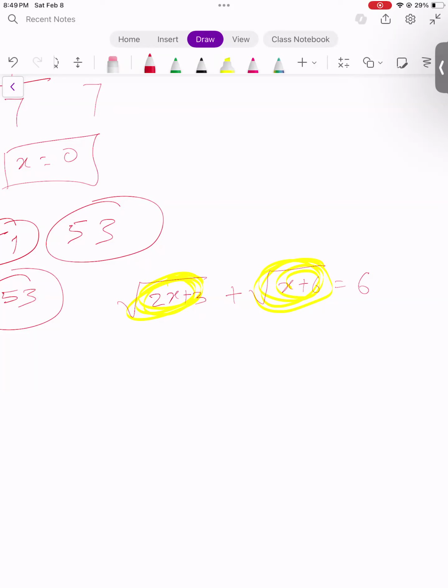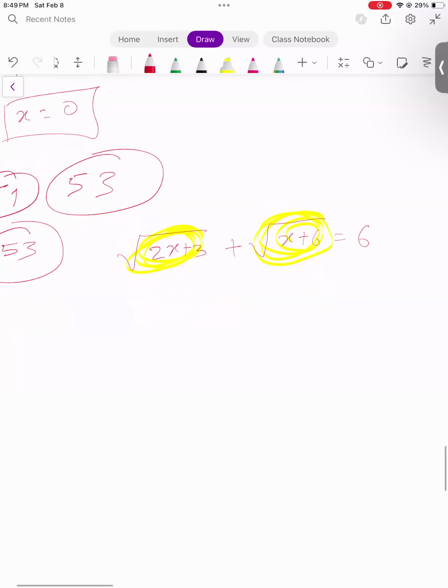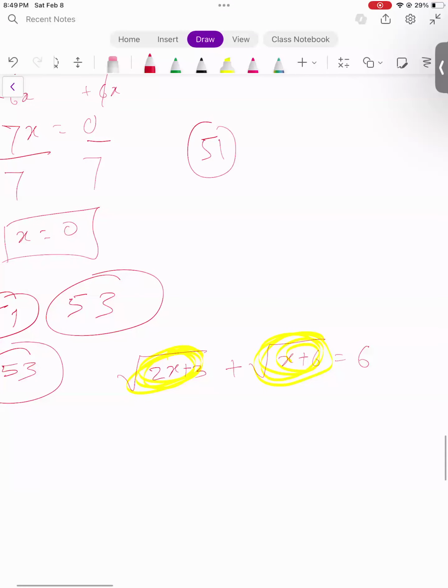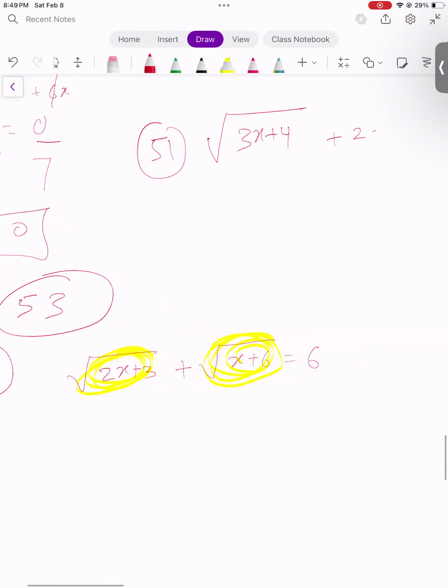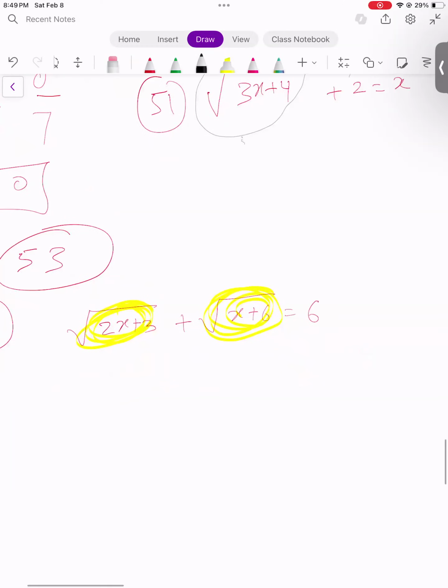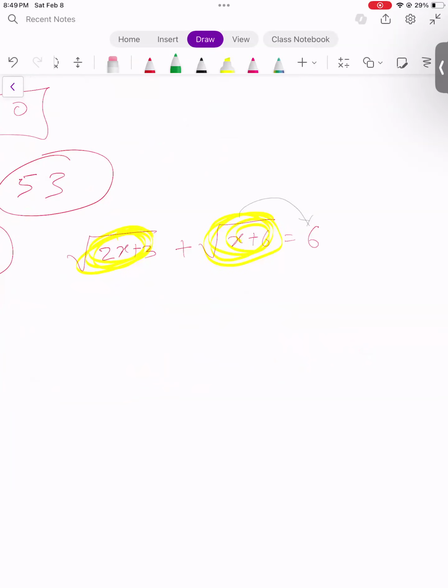Like in 51, we have something like this: square root of 3x plus 4 plus 2 equals x. We only have one radical expression. So if you have one radical expression, I want you to keep that radical expression on one side and the remaining terms on the other side. It means I want you to take positive 2 to the other side. But if you have two radical expressions, you can take any one of the radical expressions to the other side. So let me take that positive square root of x plus 6 to the other side.